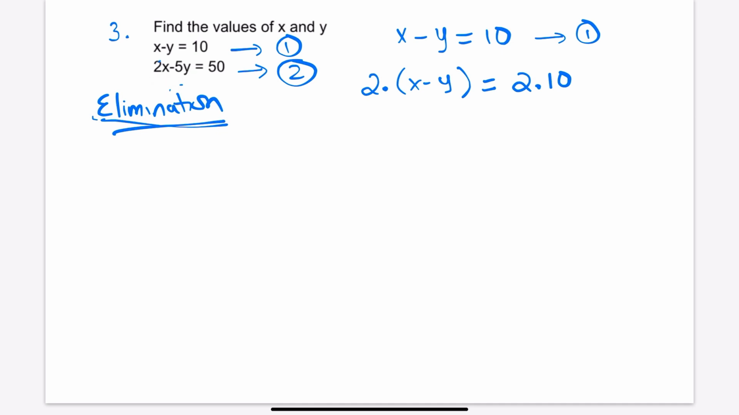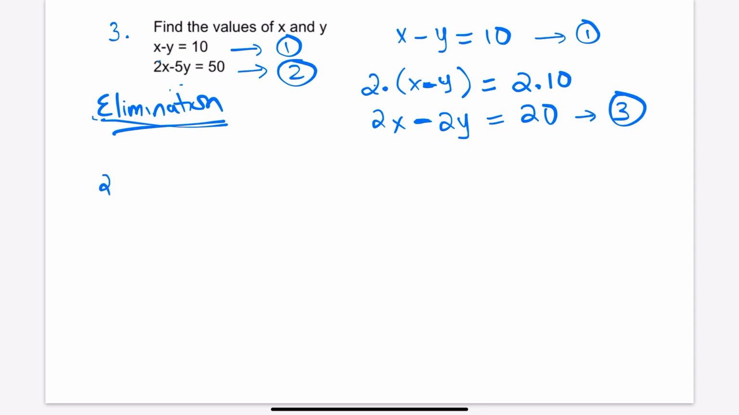Alright, so let's do this. This is the distributive property that has to be used, which means that you have to take the number from outside and multiply with each number inside the parenthesis. Let's do that. So it's 2 times x is 2x, minus, I have minus here, 2 times y is 2y. So 2x minus 2y is 20, because 2 times 10 is 20. For a moment, I'm going to call this equation 3.